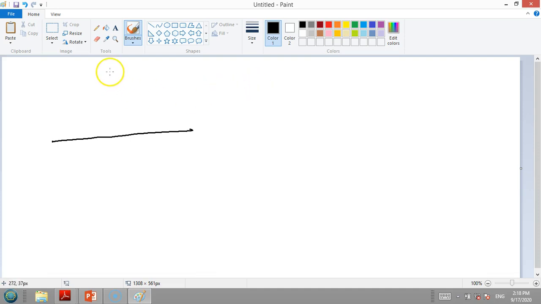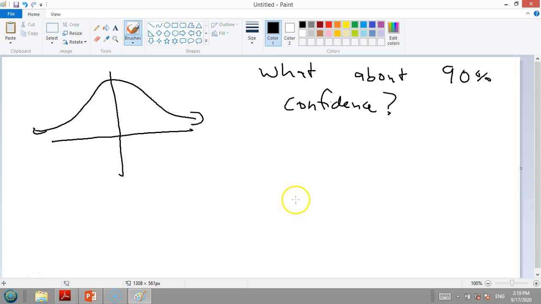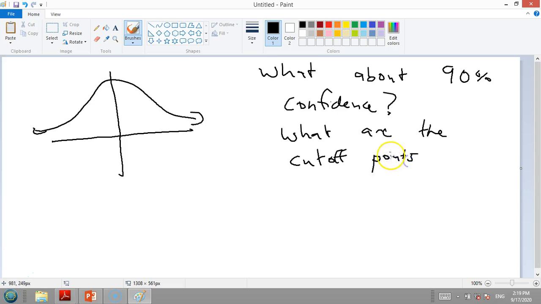So what about, let's just draw it again, okay? What about 90% confidence? What are the cutoff points? Okay, so you have a couple of cutoff points here. It's going to be z alpha over 2, and it's going to be the negative of this one, right? Negative z alpha over 2. Let's not forget about that one.